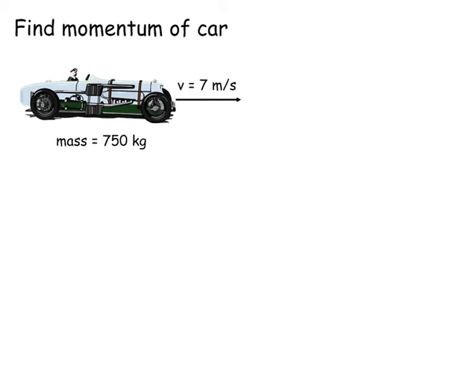Here's an example problem. I have a very high-tech car that has a mass of 750 kilograms, that's m, traveling at 7 meters per second, that's v. I'm trying to find the momentum. So I write my equation out.